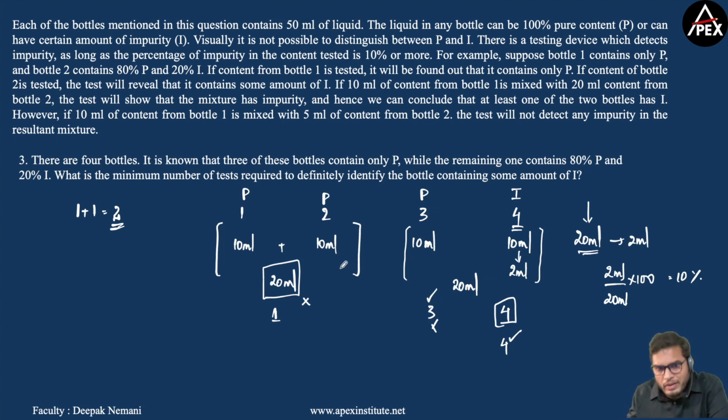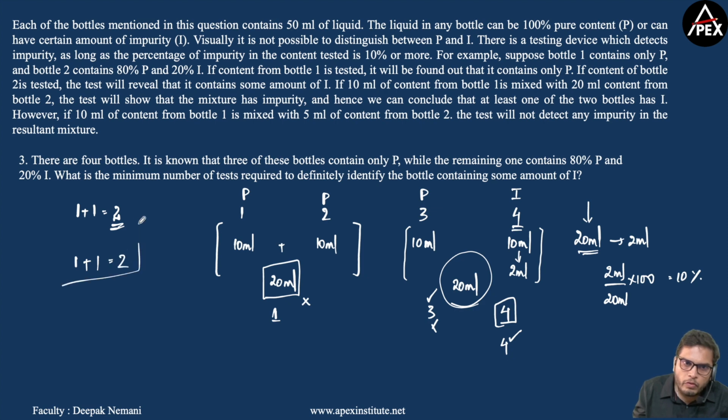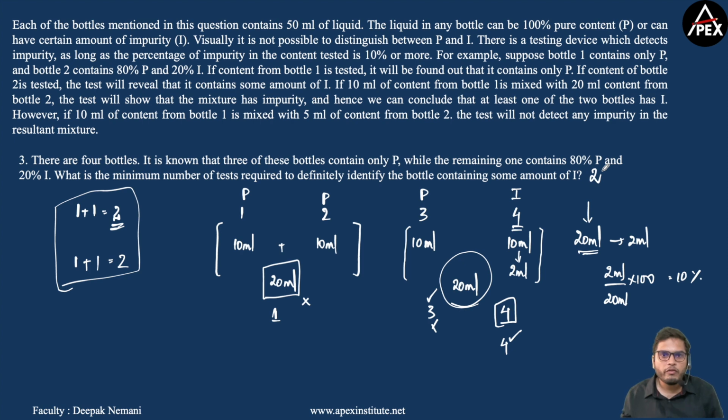Now instead of checking for the presence of impurities in this liquid, if I consider this liquid first, and if I test this liquid first, this will give us the presence of impurities. Now if that's the case, after performing one test, I'm sure that the impure liquid is in either bottle 3 or bottle 4. To definitely identify the bottle containing impure liquid, you need to perform one more test. So in any of these 2 cases, you need a minimum of 2 tests to definitely identify the bottle containing impure liquid.